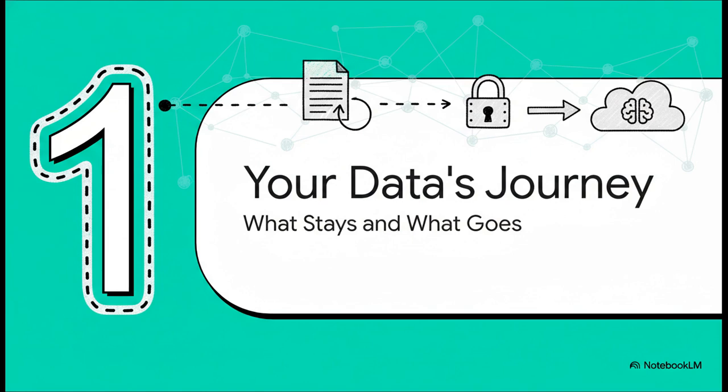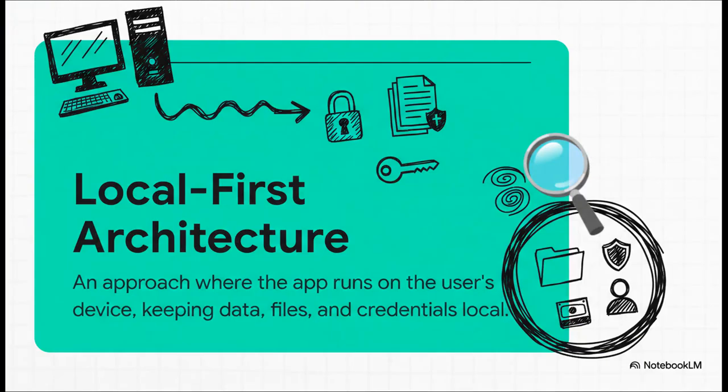Okay, so let's actually follow your data on its journey. It's so important to understand exactly what stays right there on your computer and what, if anything, is sent to the AI for processing. Let's get transparent. At its core, local-first architecture just means the app's home base, its center of gravity, is your computer, not some remote server. And this isn't just a setting you can flip on or off. It's the entire design philosophy.